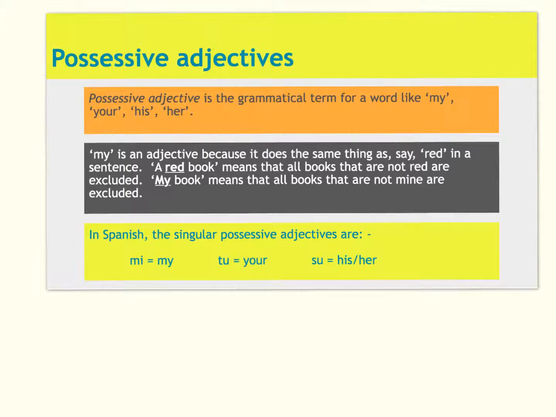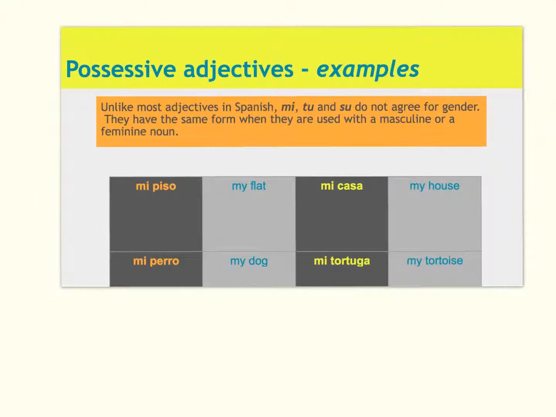In Spanish, the singular possessive adjectives are mi, my, tu, your, and su, which is used for both his and her. Unlike most adjectives in Spanish, the words mi, tu and su don't change when they're being used with masculine or feminine nouns. They have the same form.